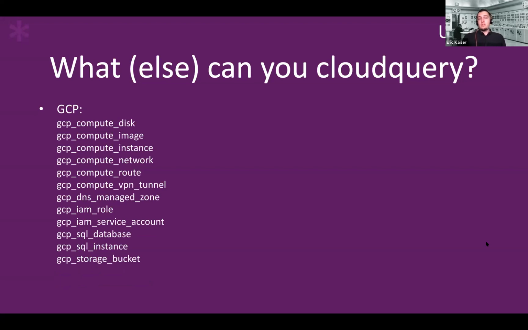GCP, same thing. This is half, maybe a third of the resources that you can query in GCP. The compute, disk, image, instance, networks, VPN tunnels if you're hosting it, SQL databases if you're hosting your SQL databases directly in GCP, and the storage buckets, similar to the Amazon S3 buckets. That's great. Again, sort of very pie in the sky, like here's some things you can do, but what does this actually look like? How is this useful?